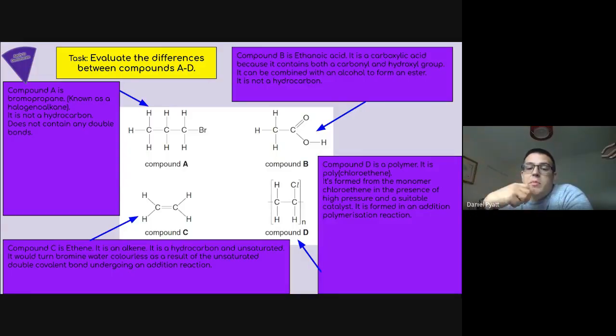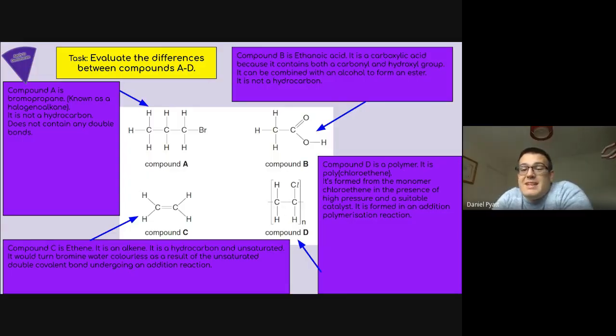That represents the repeat unit. The actual other name you could use for this is polyvinyl chloride, but we don't need to worry too much about that. It's formed from the monomer of chloroethene, and you need a high pressure and a catalyst to do that. It's formed in an addition reaction. That's largely just a summary of what we know about polymerization so far.